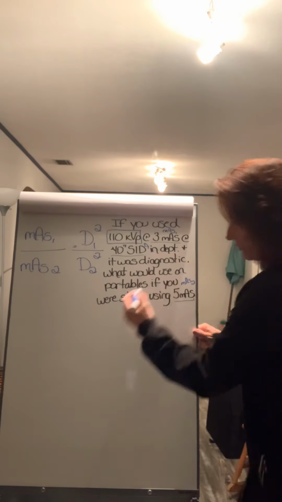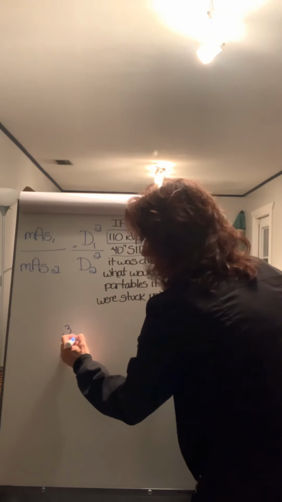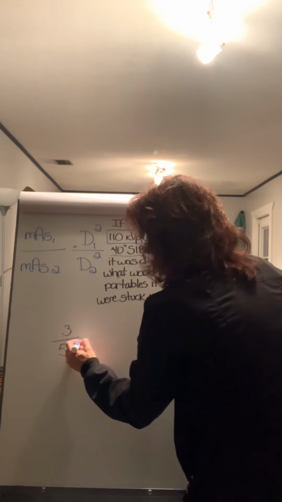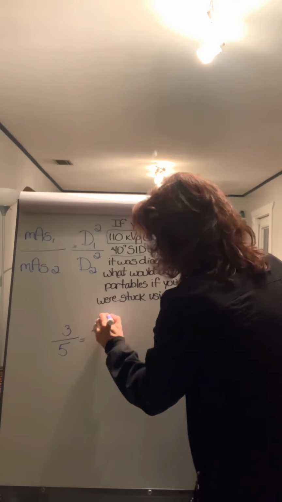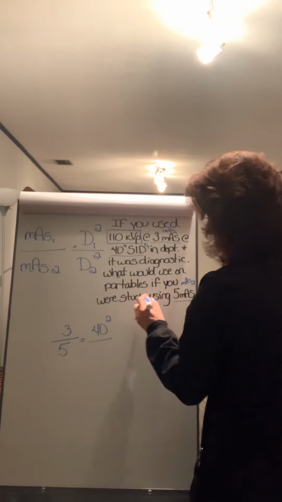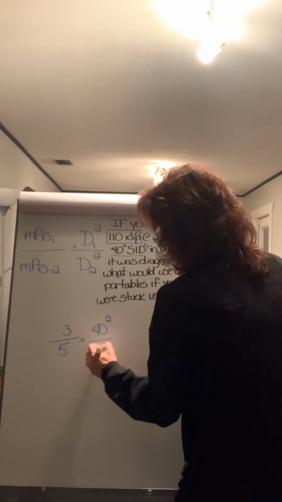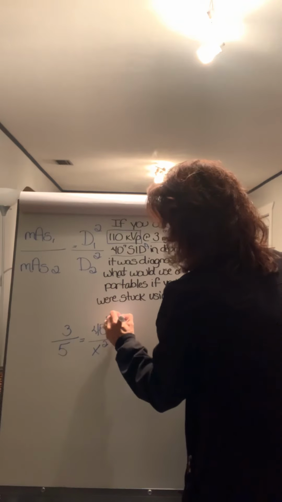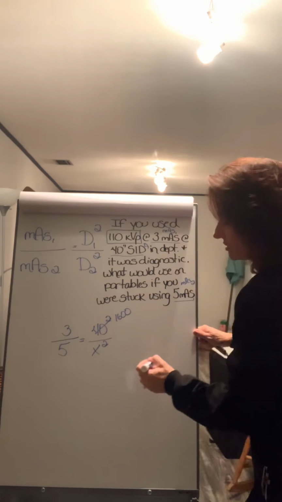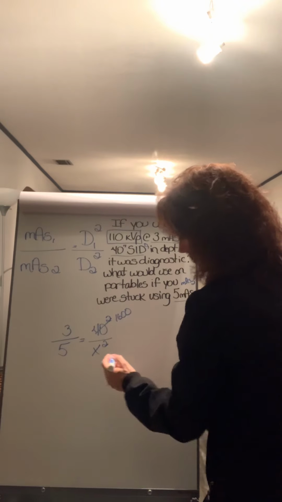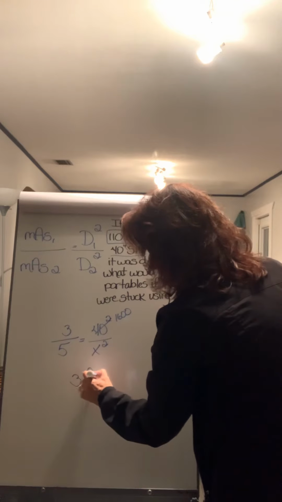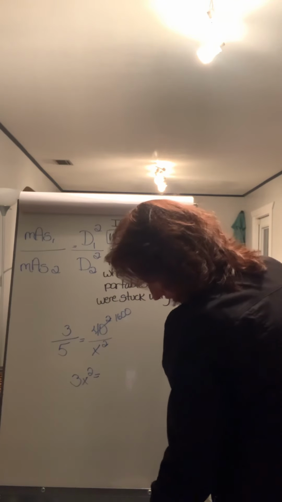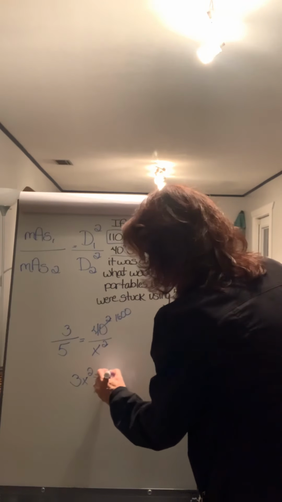So if we plug them in, our first mass is 3 over 5 equals D1 squared, 40 squared, over x squared. 40 squared is 1600, so we cross multiply. 3 times x squared gives us 3x squared, and 1600 times 5 gives us 8,000.